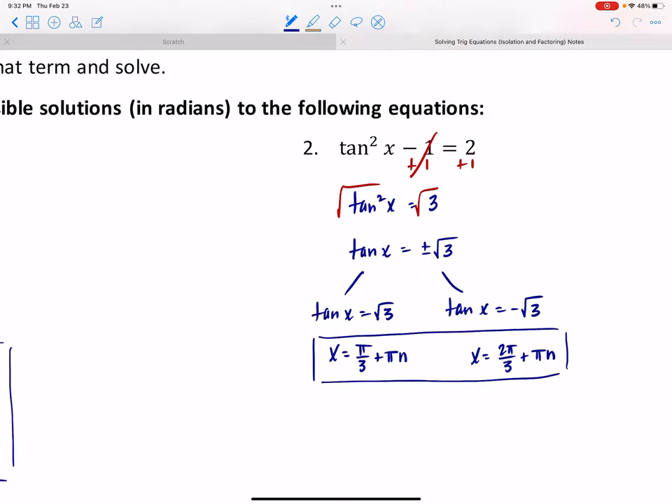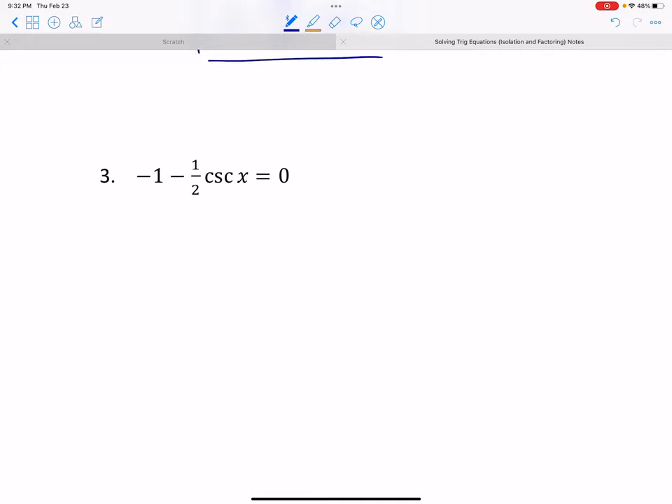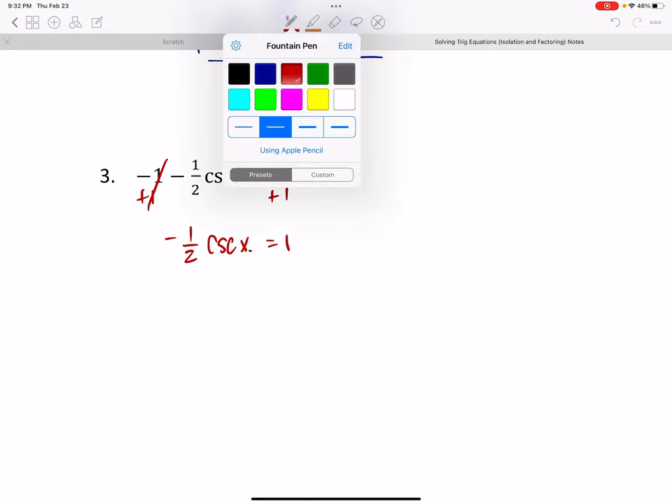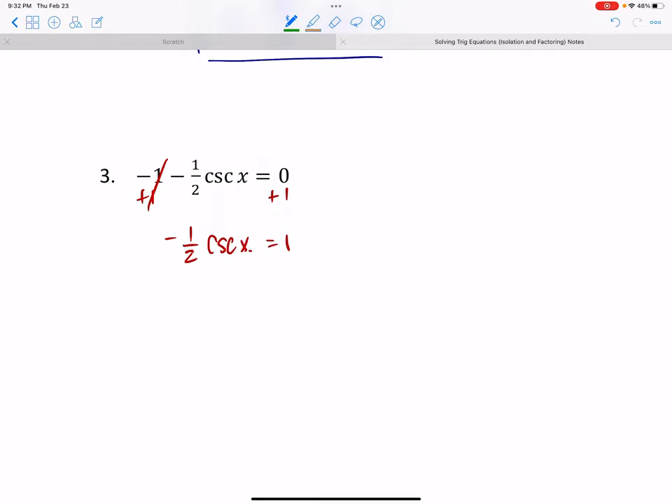Alright, moving right along. Let's try the next one. So we've got cosecant. Again, just one trig function in there that we can try to get all by itself. So first I'm going to add 1 to both sides. That means that negative 1/2 times the cosecant of x is going to equal 1. Now technically cosecant is being multiplied by negative 1/2, so I could divide both sides by negative 1/2, but dividing by a half is multiplying by 2. So I'm going to take that approach. Let's multiply by negative 2 on both sides. That's going to give me the 1 in front of my cosecant, which is exactly what I wanted. Cosecant all by itself equal to negative 2.